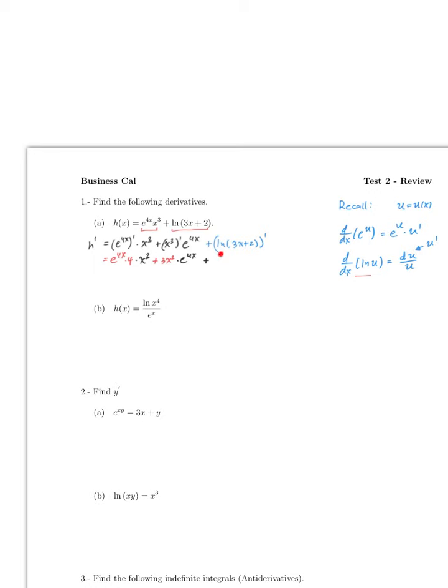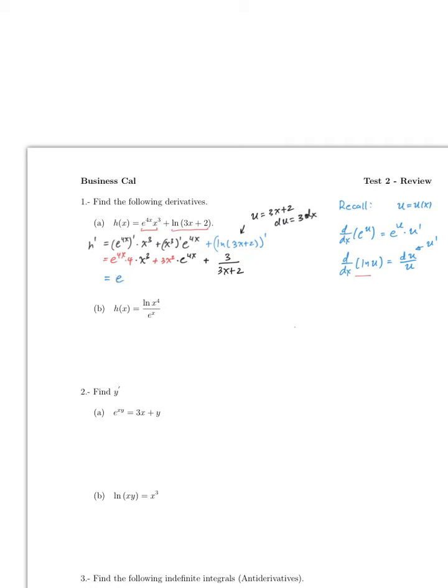and then the derivative of ln using this formula. Here u is 3x plus 2. This is going to be the derivative of u. So if u is equal to 3x plus 2, du is just going to be 3 dx, or just 3. So therefore this will be 3 divided by u, which is 3x plus 2. And then you can simplify a little bit more, but this is pretty much the answer.